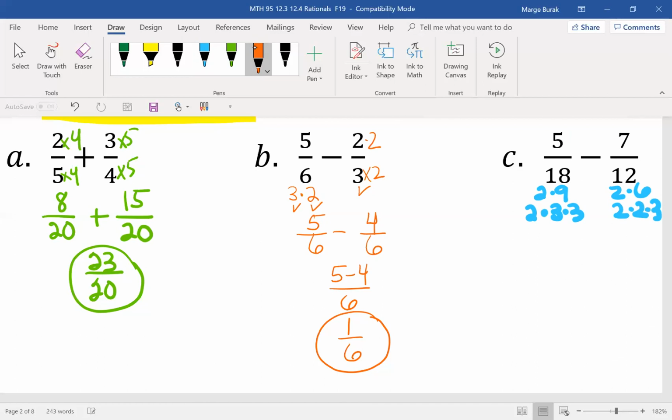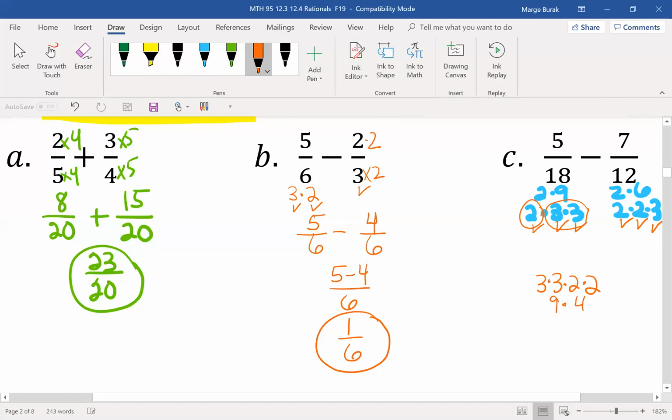So it looks like I need 2 3s and a 2. Well, I've got only 1 3 and a 2. And, oh, I need 2 2s. So the least common denominator is going to be what they both have. So I need to have 2 3s and 1 2 and another 2. So I'm going to have 2 3s and 2 2s, if that makes sense. So if I have 2 3s and 2 2s, that is 3 times 3 is 9 times 4 is 36. All that little work right there went into just finding the common denominator.